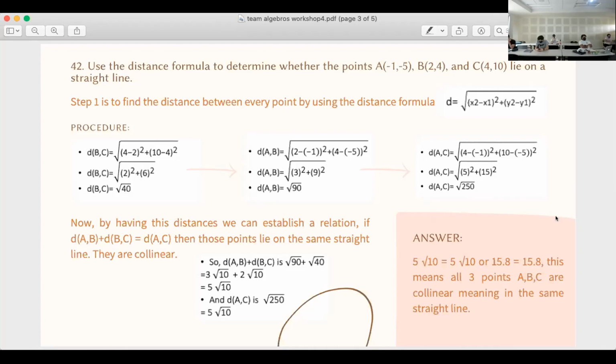So we have to add the square root of 90 and the square root of 40, but there is no such thing as adding 90 plus 40 and getting the square root of that. So we need to find the same number inside to be able to add them. We get 3 square root of 10 and 2 square root of 10, which gives us 5 square root of 10. And for A to C, it's the square root of 250, which is also the same, 5 square root of 10. So now we know that all 3 points are collinear and lie on the same straight line.